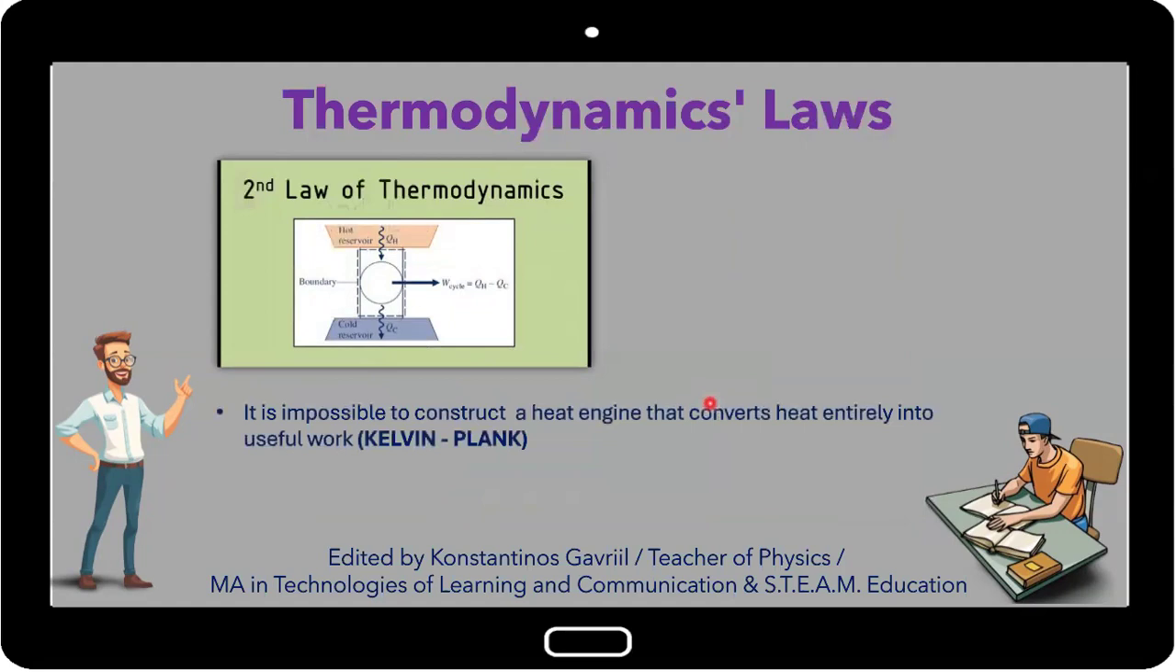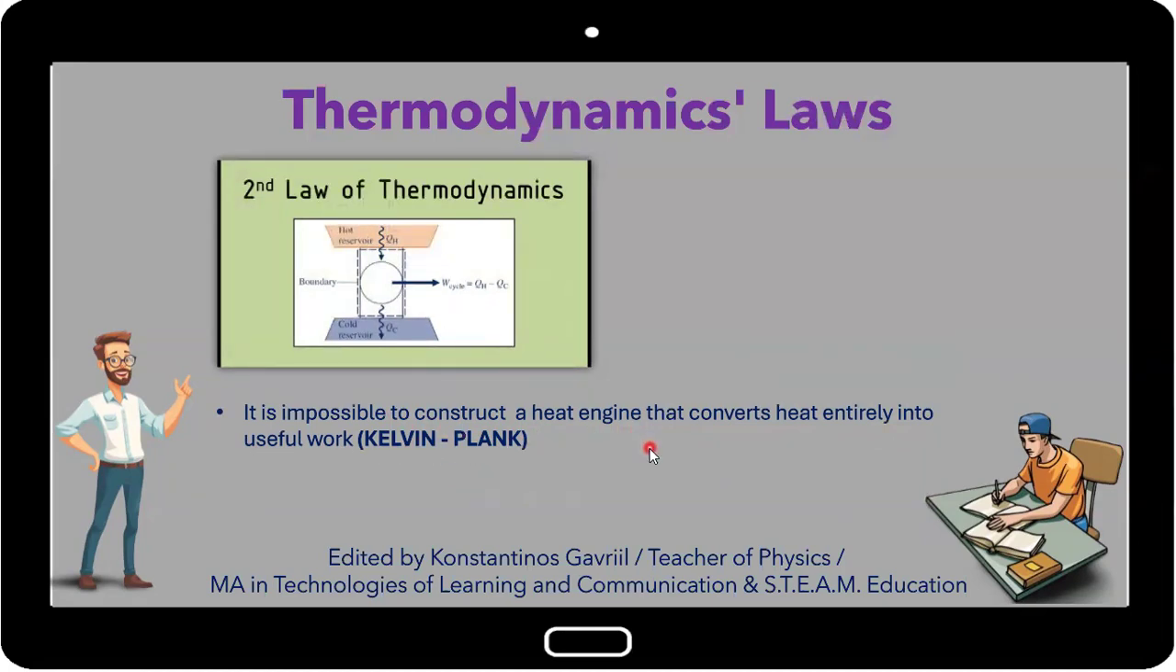We have two statements. The first one says it is impossible to construct a heat engine that converts heat entirely into useful work. In other words, we cannot construct the perfect heat engine to have 100% efficiency. This cannot happen.